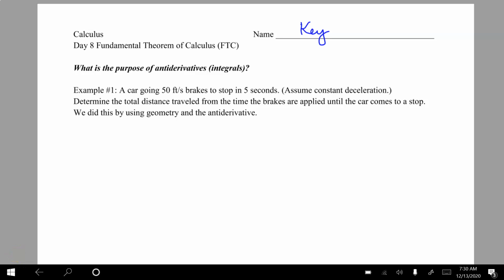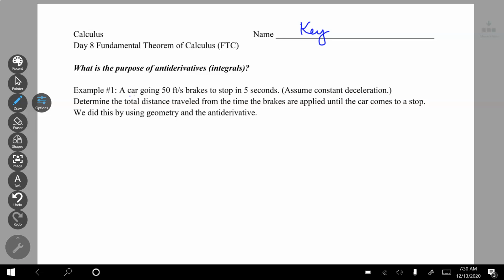Welcome to day 8, the fundamental theorem of calculus. This is an important day. We're going to tie together what we've been doing with antiderivatives and understand how it applies to what we're trying to do in real life applications and even in graphs in general.